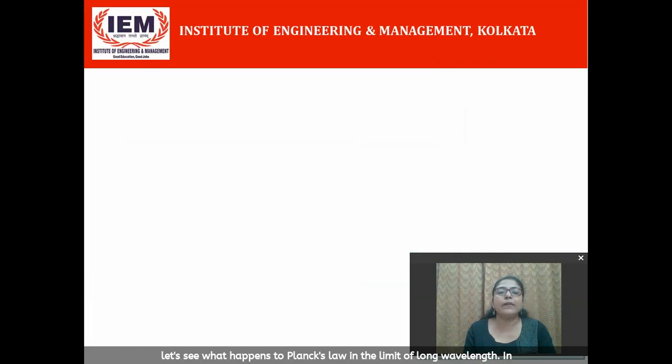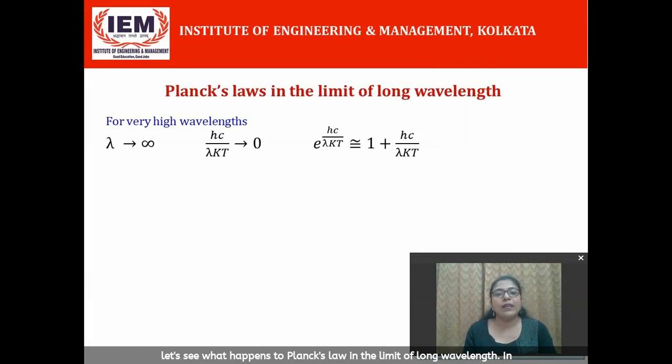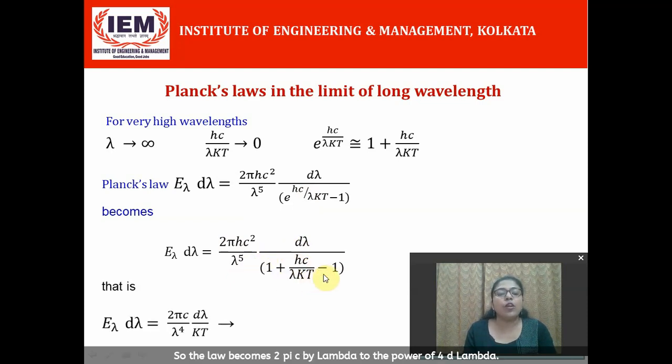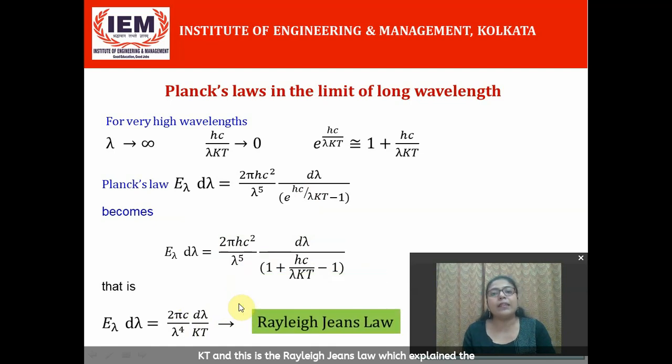Now let's see what happens to Planck's law in the limit of long wavelength. In the limit of long wavelength, lambda tends to infinity. So hc by lambda kT tends to 0. So this term, if we do the approximation and neglect the higher order terms, will look like 1 plus hc by lambda kT. So Planck's law now looks like this. The denominator becomes 1 plus hc by lambda kT minus 1. So the law becomes 2 pi c by lambda to the power of 4 d lambda times kT. And this is the Rayleigh-Jeans law which explained the blackbody spectrum in the long wavelength range. So Planck's law can explain the spectrum in the long wavelength range.